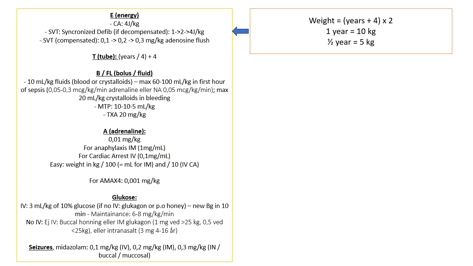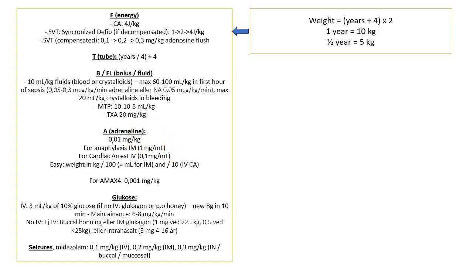So we need to know that the dose for children in either cardiac arrest or anaphylaxis is 0.01 milligrams per kilo. Okay, so that's the dose. In cardiac arrest and in anaphylaxis, the dose is the same. We give the same amount of adrenaline, but it's the solution that is different. And that's different from adults, right?